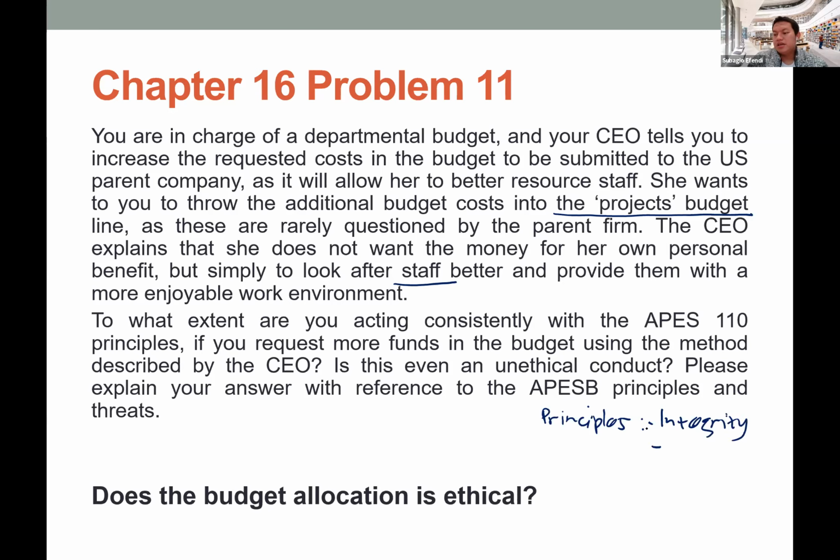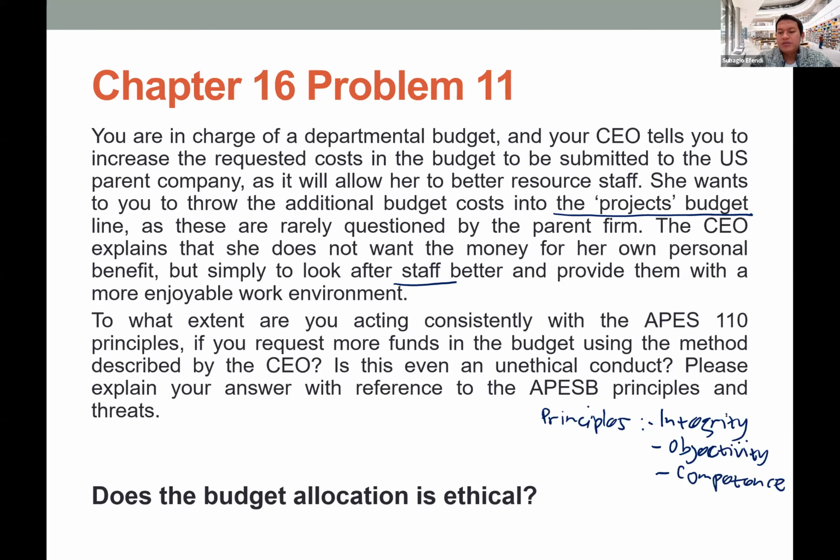Next is objectivity. I think the CEO has some bias. The CEO has some self-interest to treat the staff better using the project budget. So if the budget officer follows the CEO's instruction, then the objectivity principle may be at risk. And then the competence.